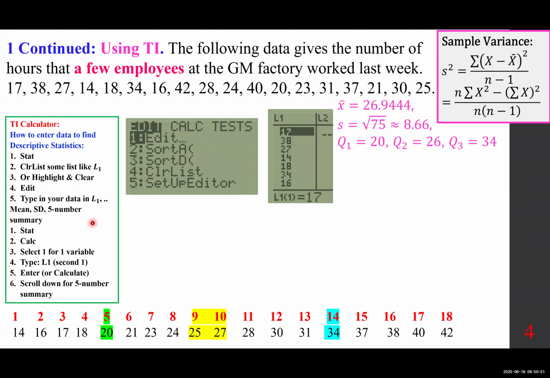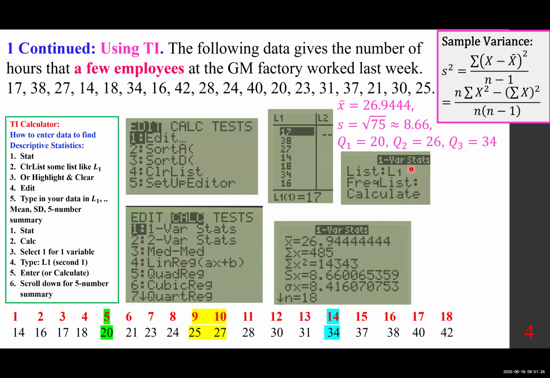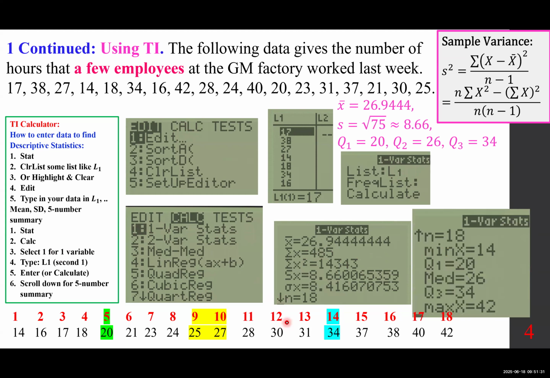Now we want the mean, standard deviation, 5-number summary. We go to stat, so we're still there. And now we click on calculation, or calc, and select 1. So calc, number 1 says 1-variable stats, and we're going to type in L1. So 1-variable stats, L1, and enter. So this is what it gives us. And the arrow indicates there is more. So you go down and you get the second page.